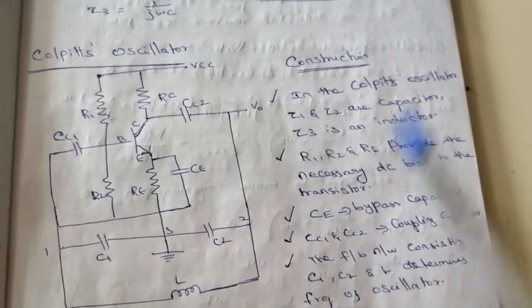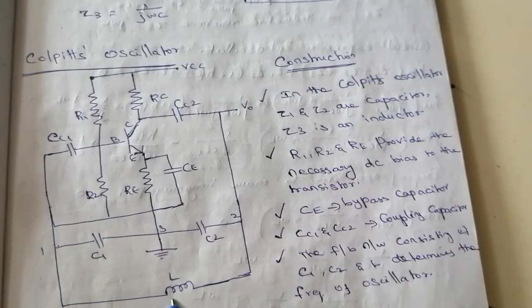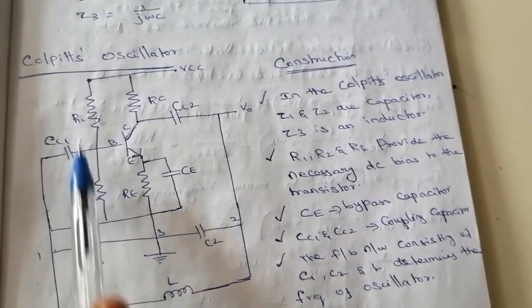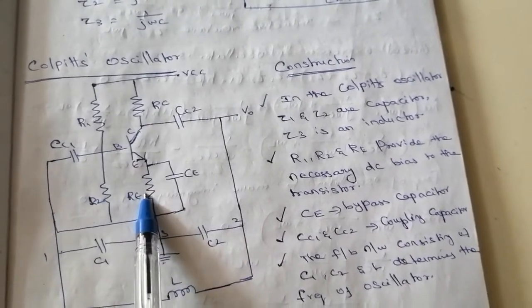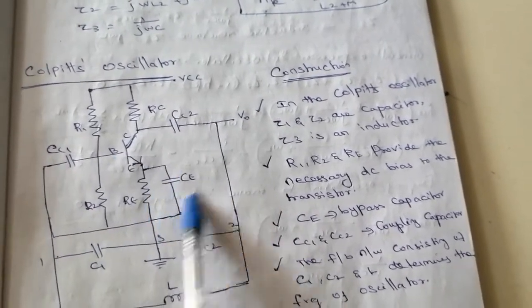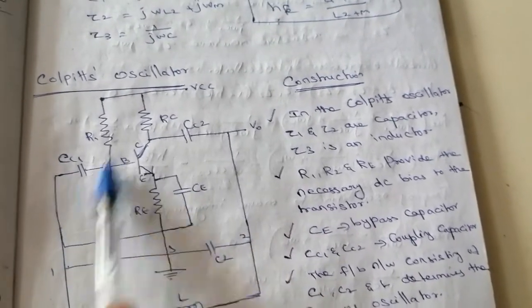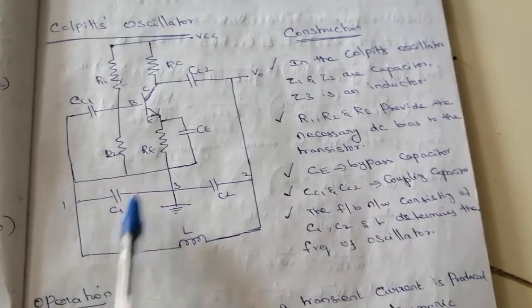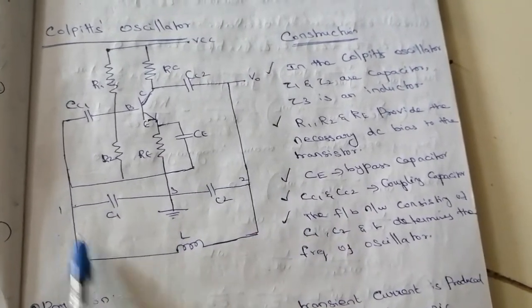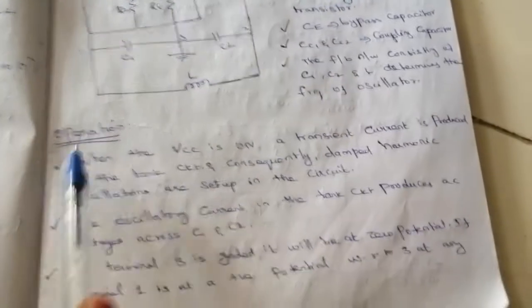So the construction of the Colpitts oscillator: Z1 and Z2 are the capacitors, Z3 is an inductor. R1, R2 and RE provide the necessary DC bias to the transistor circuit. C is the bypass capacitor. C1 and C2 are the coupling capacitors. The feedback network consists of C1, C2 and L, which determine the frequency of this particular oscillator, right? The next one is operation.